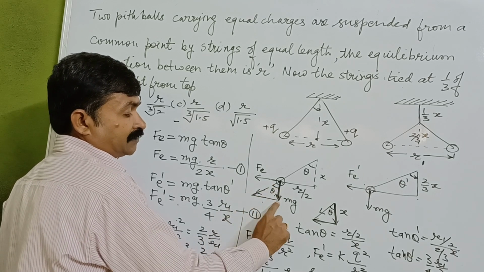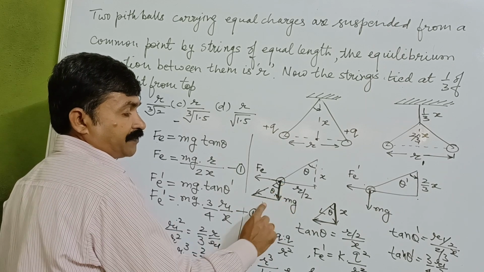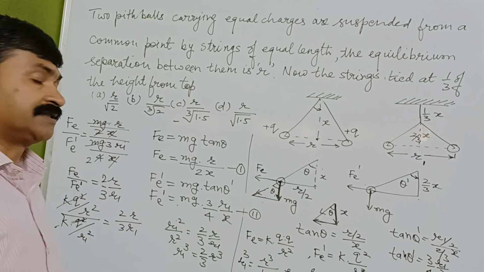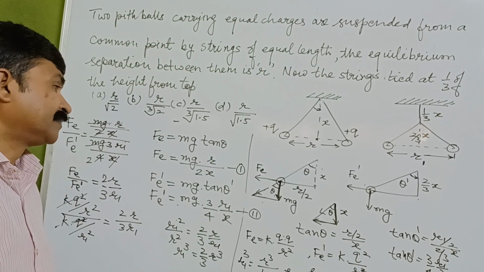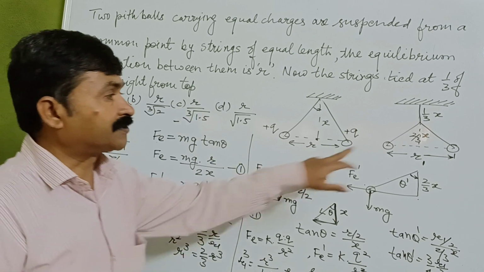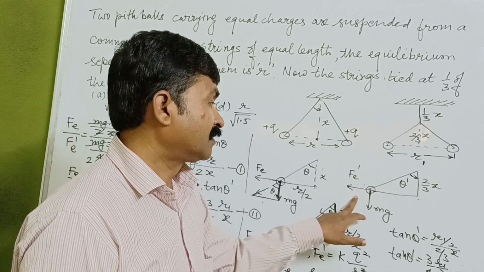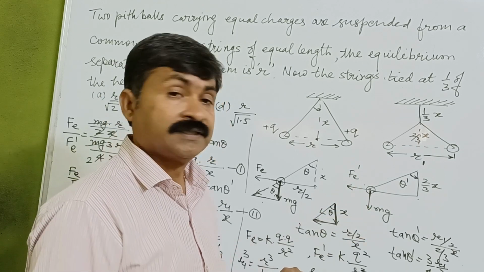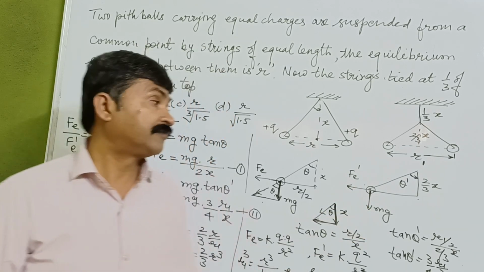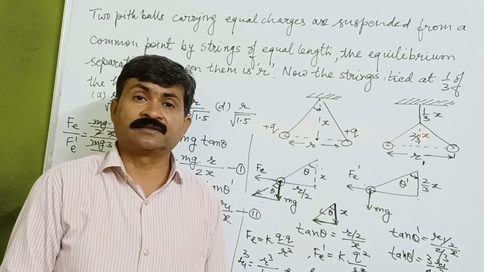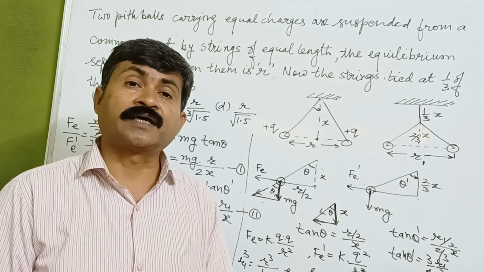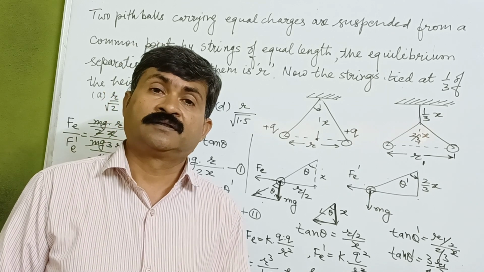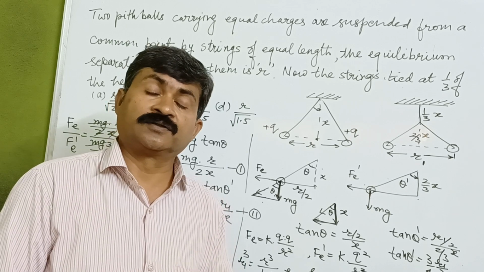So tan theta, this is Fe, this is mg, perpendicular upon base. So that's why we have taken Fe is equal to mg into tan theta, the electrostatic force which is acting here. And after separation we have applied the same and got the final answer. So by doing in such a manner, we can solve the numericals and ultimately we can solve the MCQs if we know the concept.